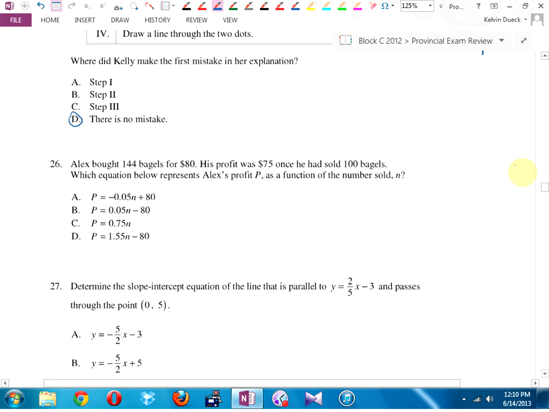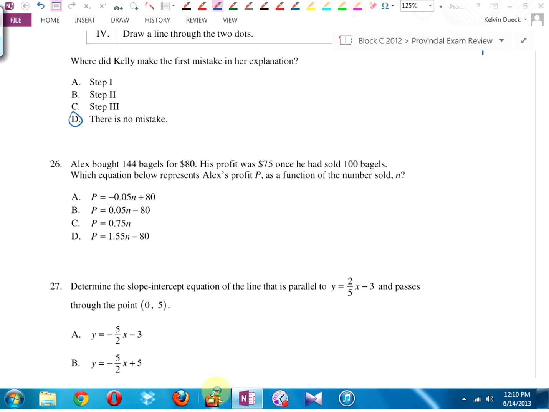Number 26, Alex bought 144 bagels for $80. His profit was $75 once he had sold 80 bagels. What equation below represents Alex's profit P? Profit what? So wherever I see the letter P, what's that? As a function of the number sold, what? Okay. I noticed they gave me some equations there.